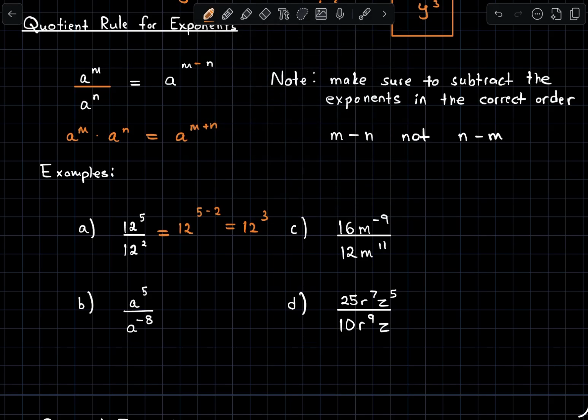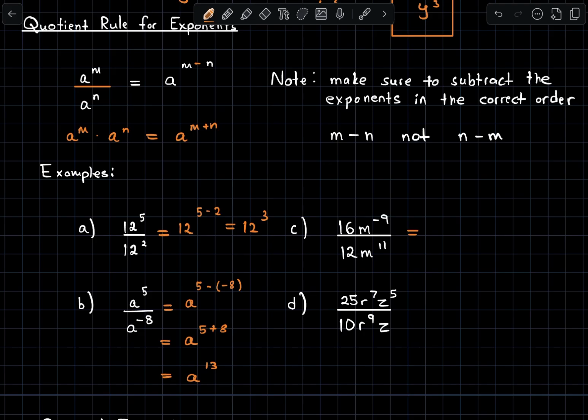Here, in example B, we've got a to the 5th in the numerator minus whatever's in the denominator. Now what's in the denominator is also a negative power, so we're going to make sure we put it in parentheses. When we're subtracting a negative, we have to make sure that becomes a positive. So it's the same thing as 5 plus 8, or a to the 13th power.